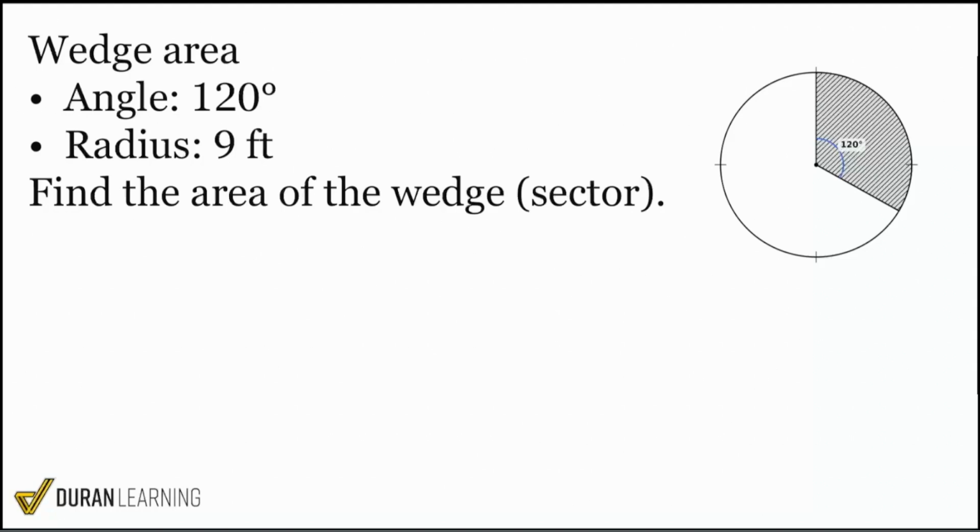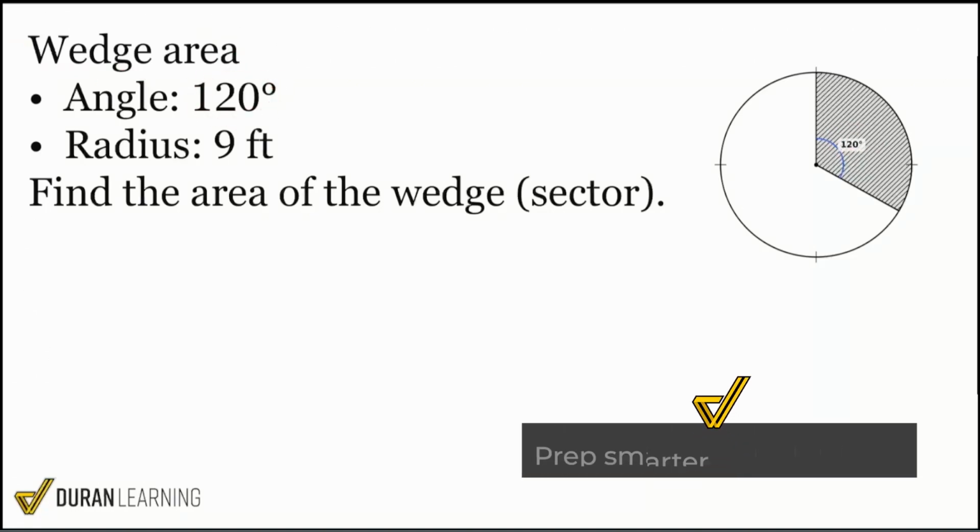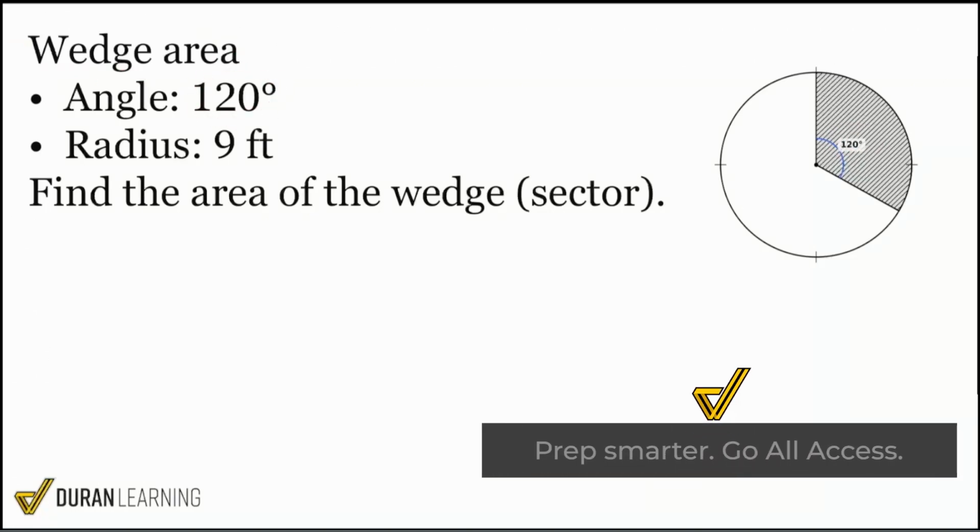All right, everybody, let's check it out. We're trying to find the area of the wedge, and we see the angle that we're given right over here is 120 degrees.